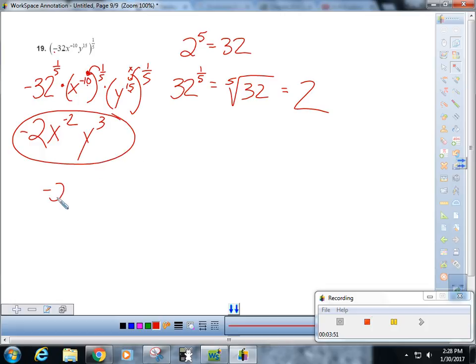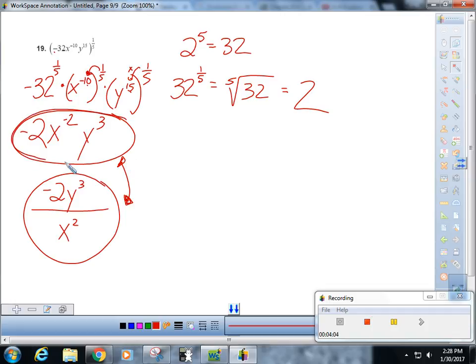You could also write it as 2y cubed over positive x squared. And I don't know which one of them is more simple, so I don't really care which way you write it. In this particular key, you'll see that I wrote my answer like that. Boom!